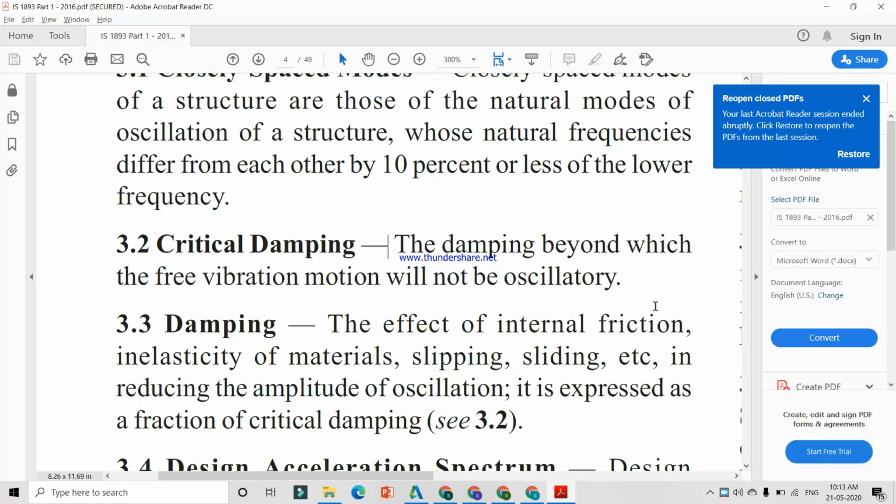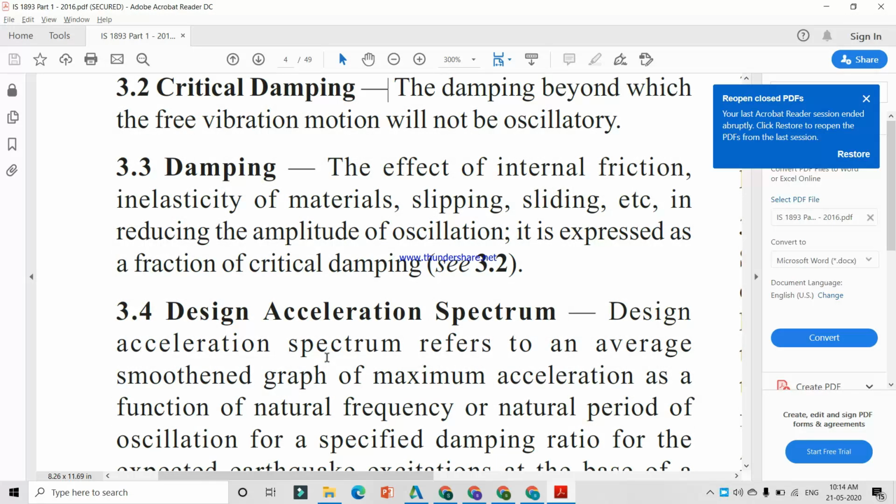Third is damping. Damping is the internal friction, inelasticity of materials, slipping, sliding, etc., resulting in reduction of the amplitude of oscillation. It is expressed as a fraction of critical damping. That means it is the reduction of the amplitude of oscillation, because we are providing some materials, and due to the sliding and slipping of these, the response is reduced and the earthquake effect is reduced.